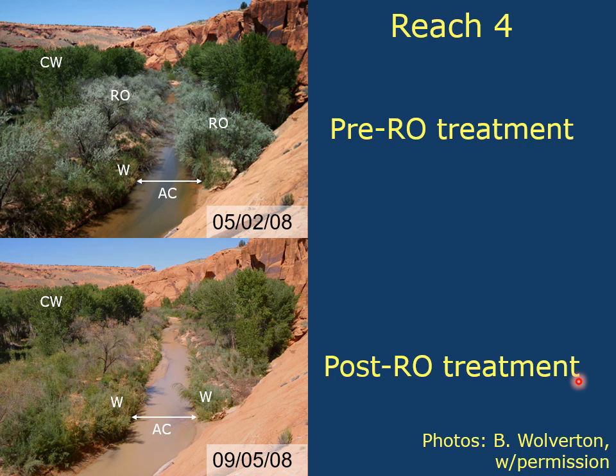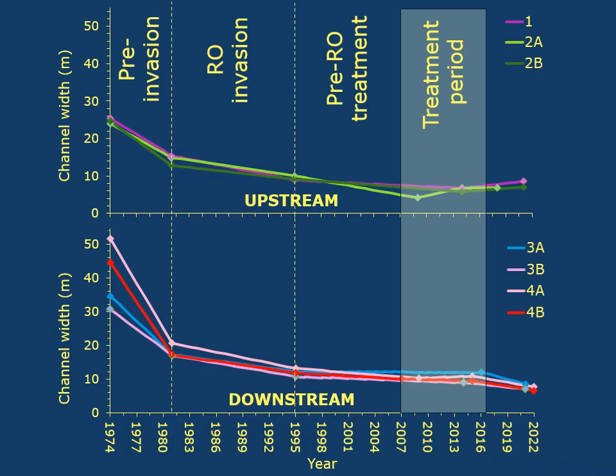We used ArcGIS Pro to map the wetted and unvegetated active channel from aerial photos before and during the Russian olive invasion and following treatment within 3 reaches upstream of Boulder Creek and 4 reaches downstream of Boulder Creek. This figure summarizes changes in channel width in meters over time for the 3 upstream and 4 downstream reaches.